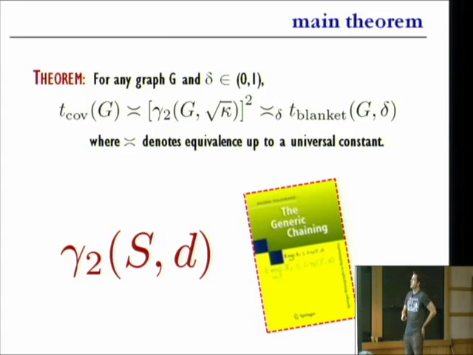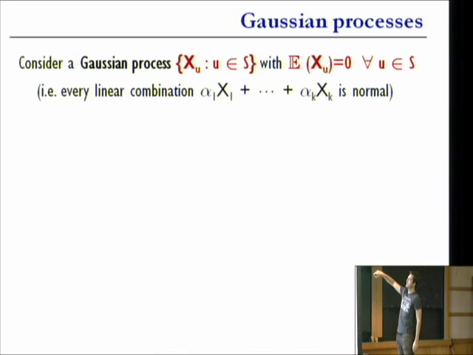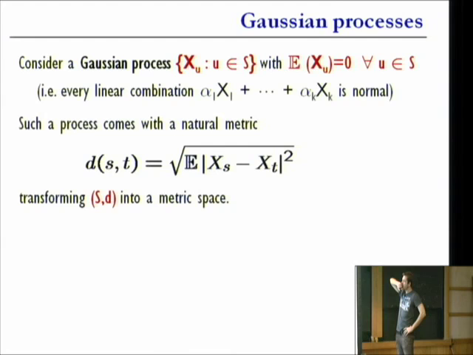So what are these spaces? They come from Gaussian processes. What is a Gaussian process? It's just a collection of normal random variables. In our case, we take them to be centered, with mean 0, such that every finite linear combination of them is again normal. So it's some collection of jointly Gaussian random variables. I'll say in a second a different way to interpret this.